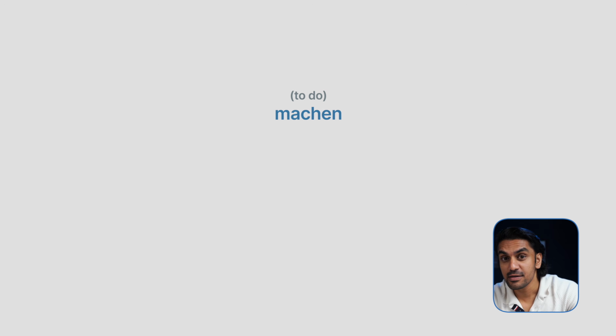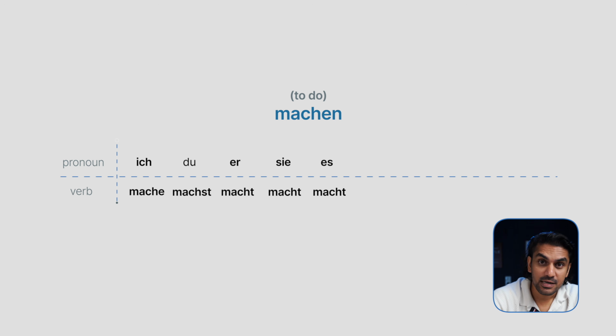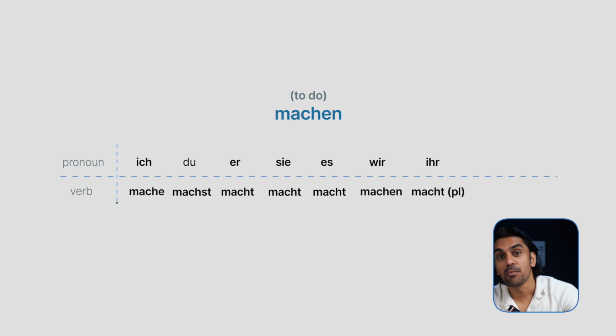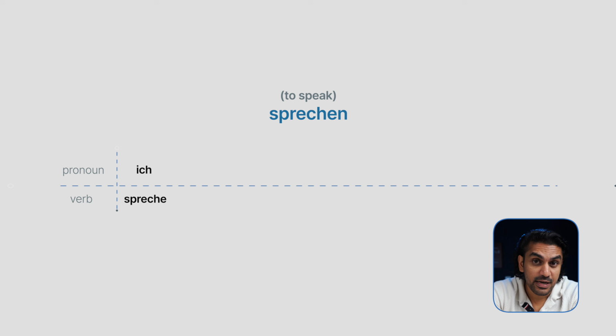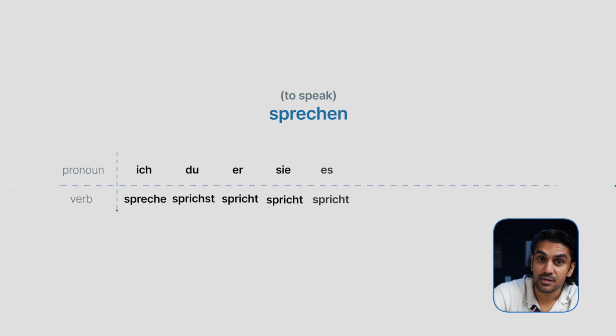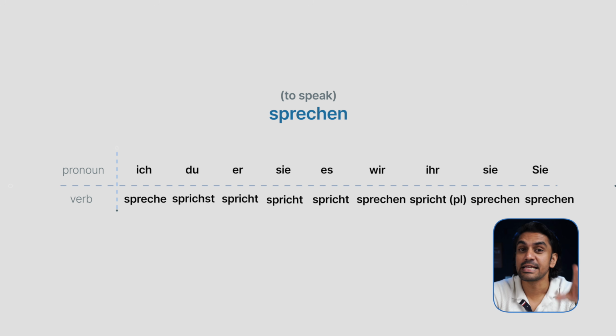For example, machen, which is the German word for to do or to make, becomes ich mache, du machst, er macht, sie macht, es macht, wir machen, ihr macht, sie or Sie machen. But then there are also verbs that change their vowel additionally in the du and er/es forms, like sprechen, to speak. Ich spreche, du sprichst, er spricht, sie spricht, es spricht, wir sprechen, ihr sprecht, sie sprechen.